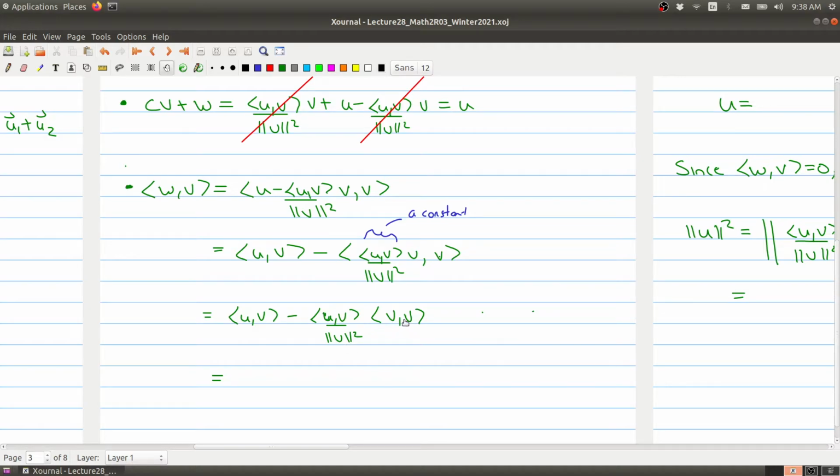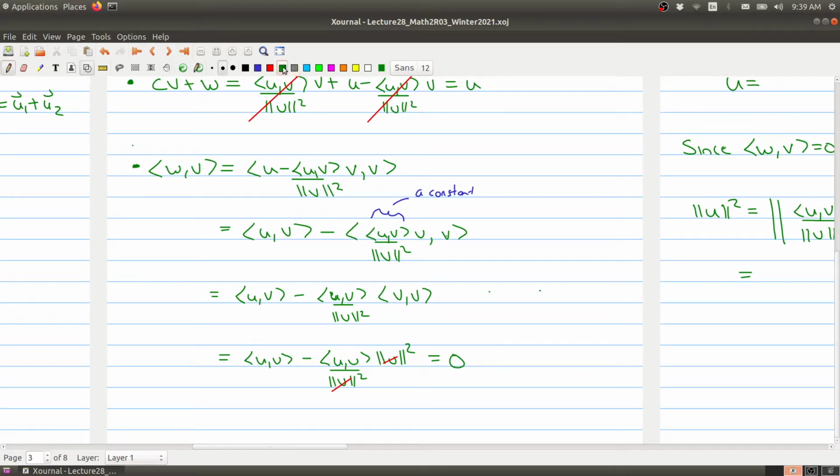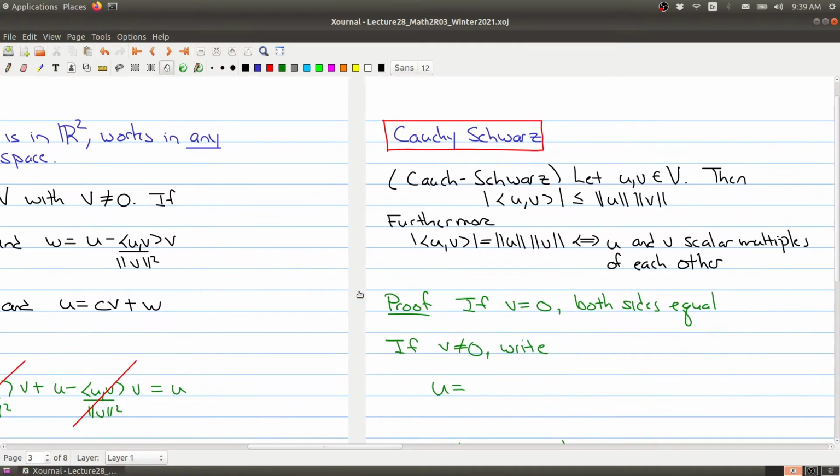Okay, but remember what the inner product of v with itself is. That's actually equal to the norm of that vector squared. These two terms cancel each other off, and so then you're left with the inner product of u and v minus the inner product of u and v, which gives you 0. So w and v are definitely orthogonal to each other.